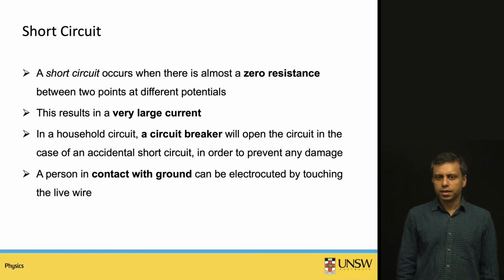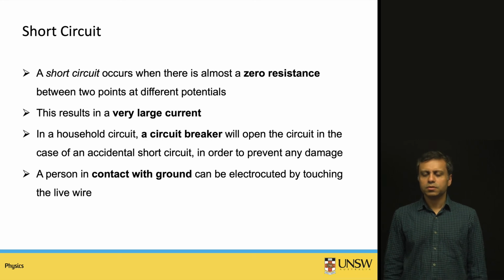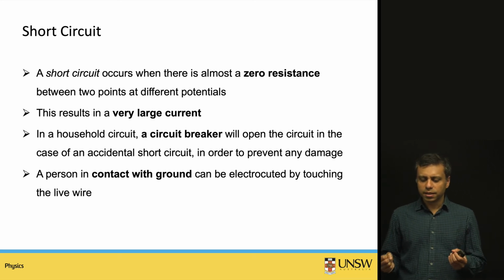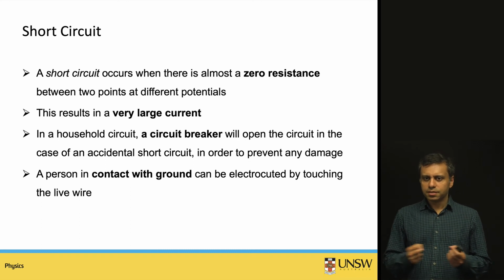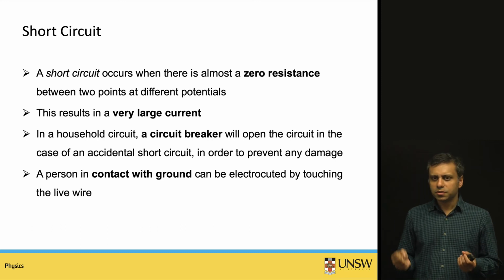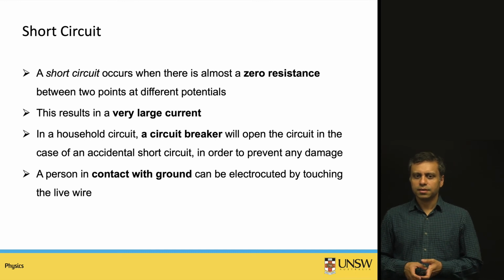What is a short circuit? A short circuit occurs when there is almost zero resistance between two points at different potentials. So you have two different potentials and there is not much resistance between them. Then we know V equals IR, right? V is some finite value. Resistance is almost zero, so I has to be very large, right? This means when there is a short circuit, there is a very large current that occurs in the circuit.